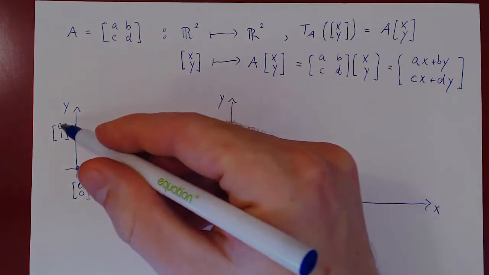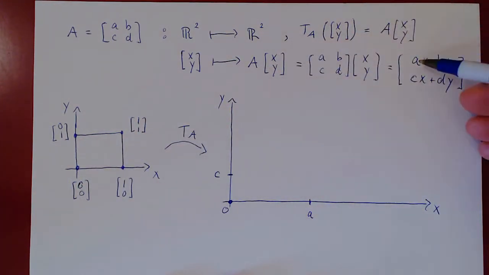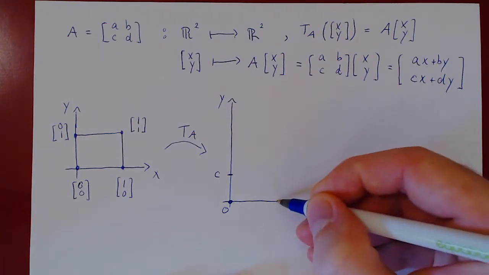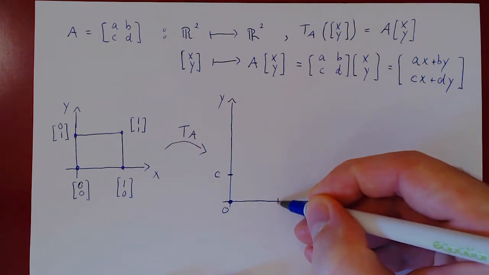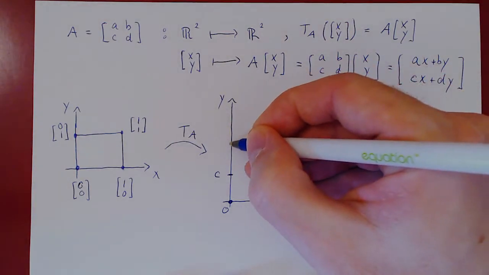What about the point (0, 1)? Well, multiply (0, 1) by A. So x is 0, so these go away, y is 1, so we get the point BD. And just for argument's sake, we'll assume that B is a little less than A. Suppose that we get here B, and D, say, is larger than C.